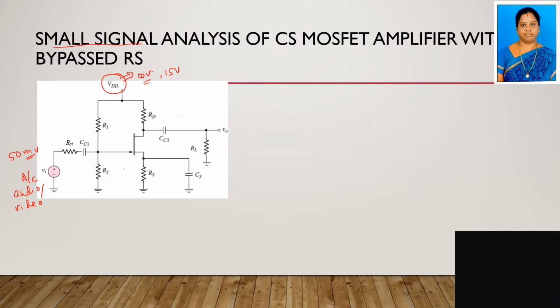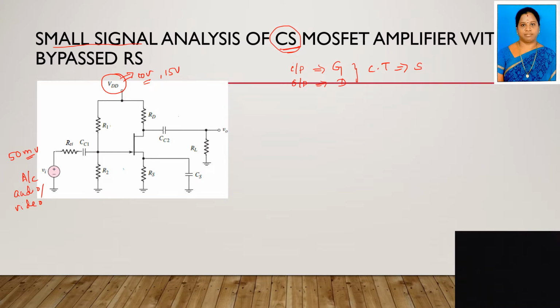And this is the common source MOSFET. Common source means you have to think that the input we have to give at the gate terminal, the output we have to take at the drain terminal, which means the common terminal is source. That's why it is called a common source MOSFET amplifier, right?